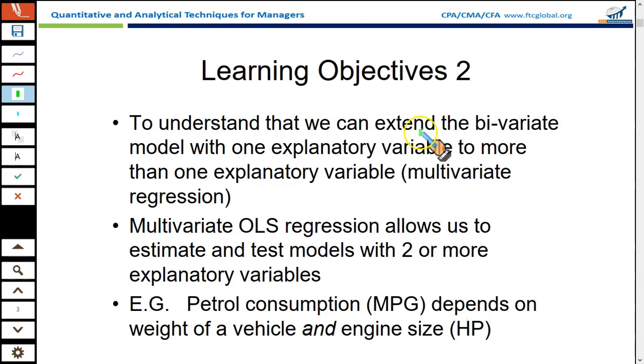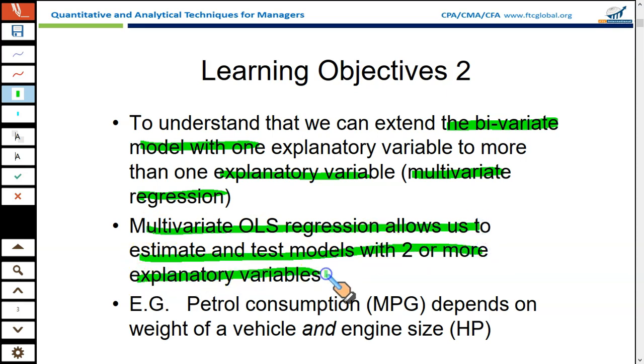Now we are extending the bivariate model XY to a multivariate model because we are going to have more than one explanatory variable. Like previously we discussed books read and the score, number of years spent in studying versus your earnings. We are going to have one additional now. Multivariate OLS regression allows us to estimate and test models with two or more explanatory variables.